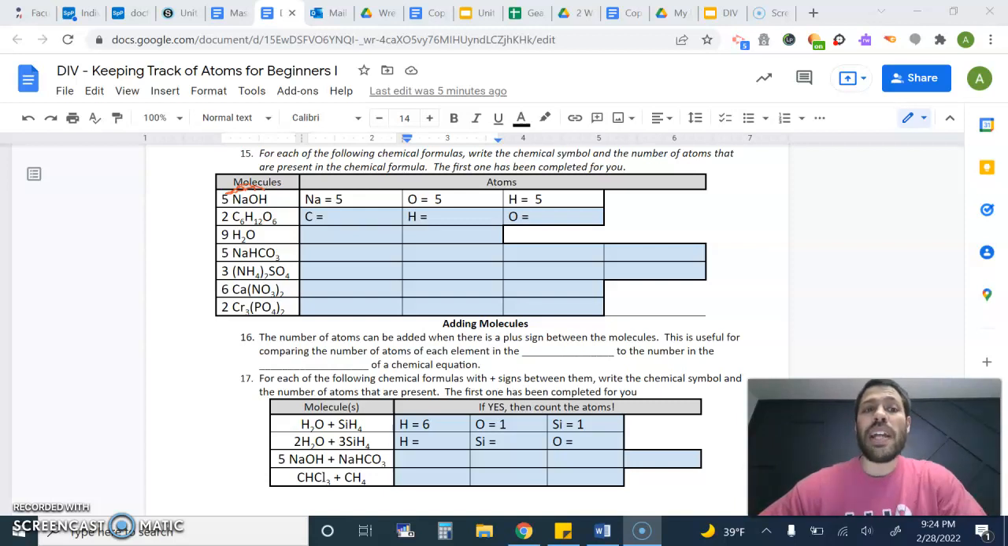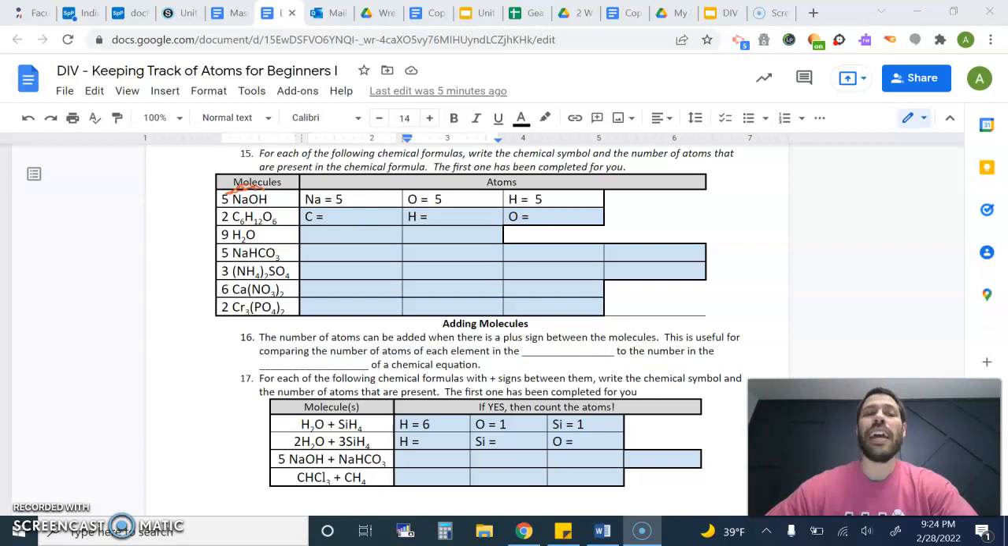Again, it gets distributed out. So if I think of Na as being the number 1, because there's only 1 there, I would take my 5 times my 1 Na, and I get 5. I would take my 5 times my 1 O, and I would get 5 again. I would take my 5 and multiply it out to my 1H, and I would get 5 again.